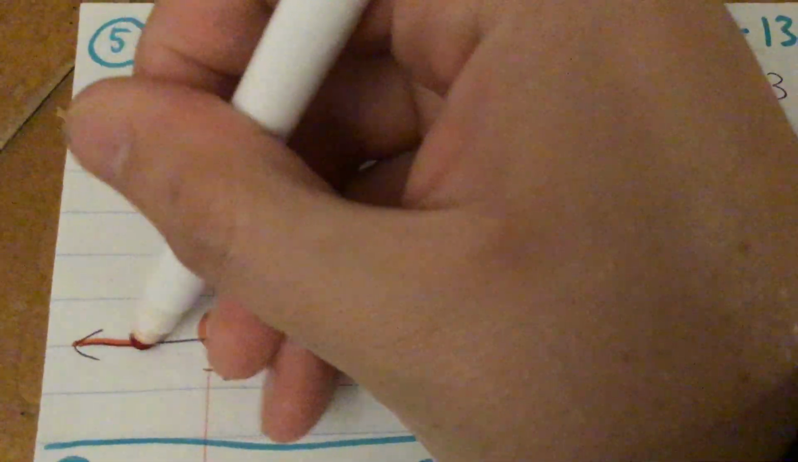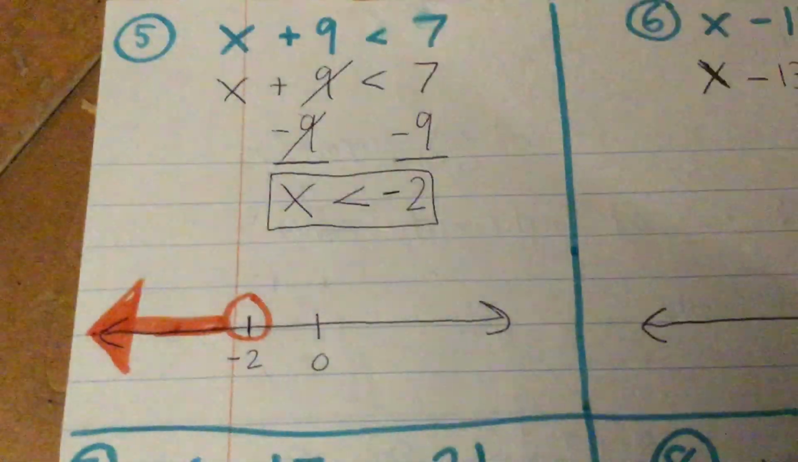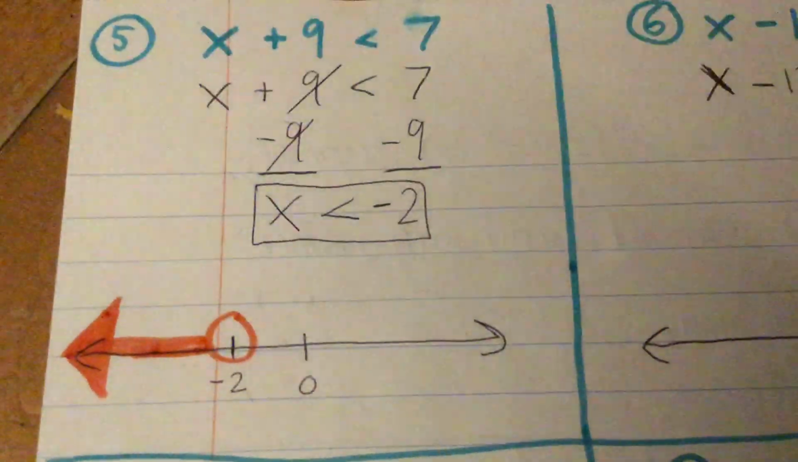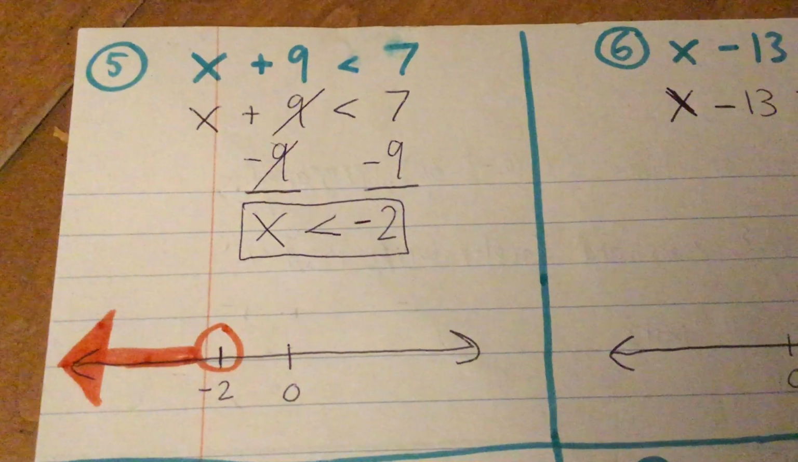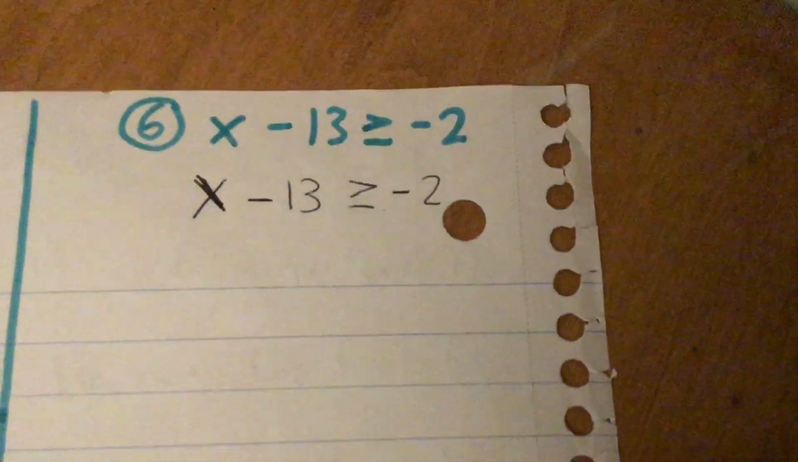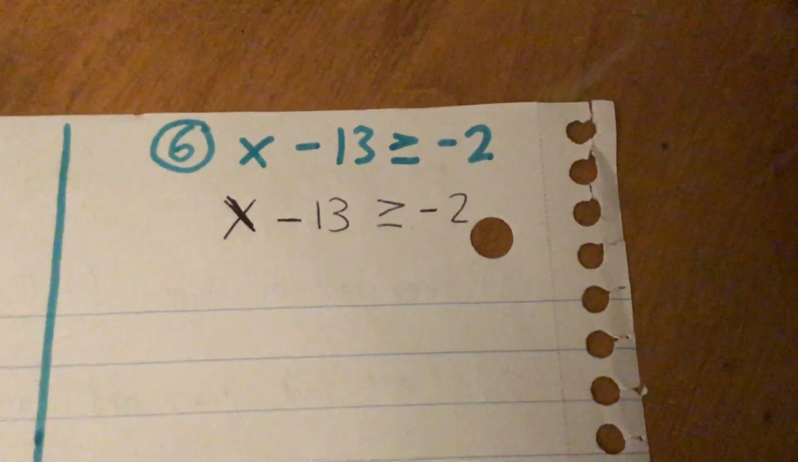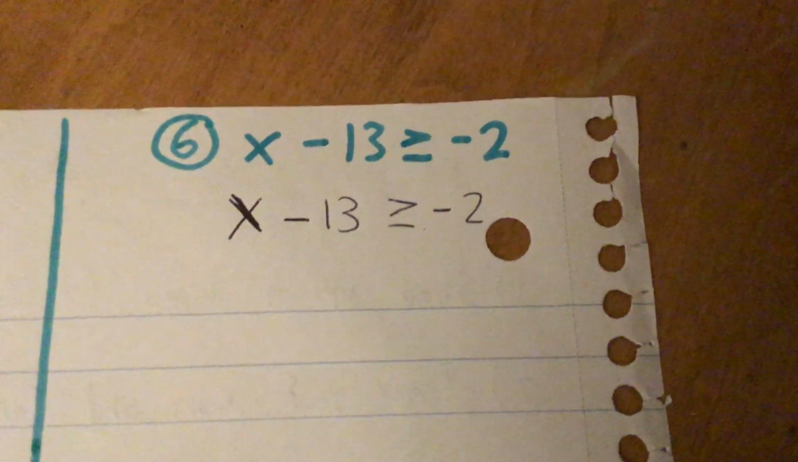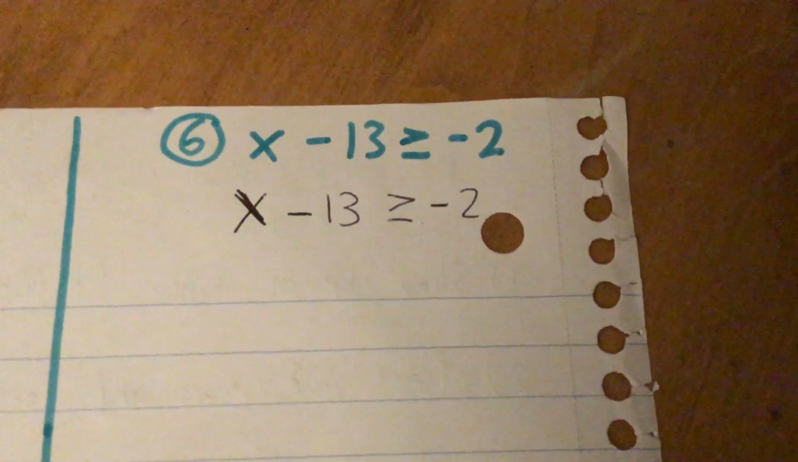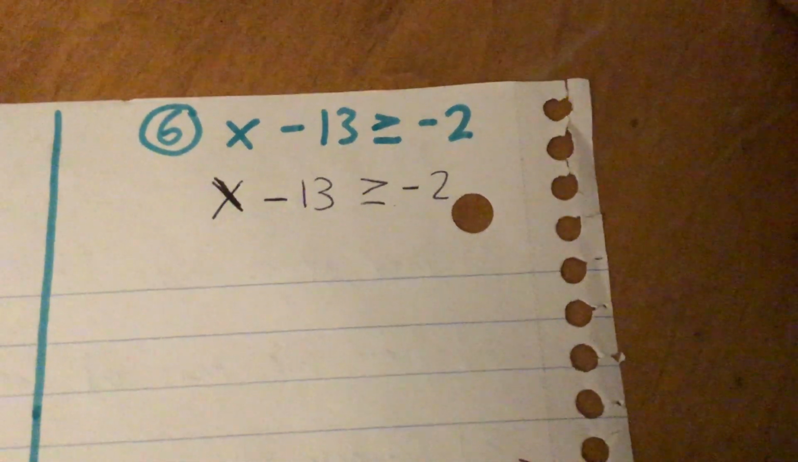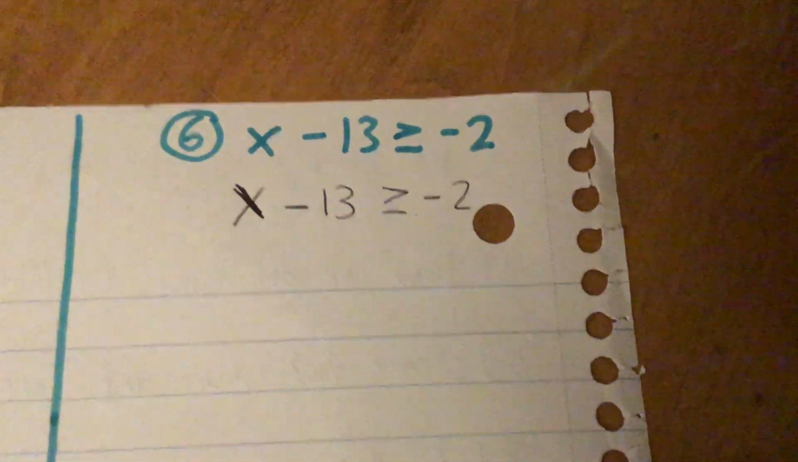To the left. So I shade to the end of the number line, and I'm going to put a big fat arrow to say it's going to negative infinity and beyond. Okay? Number 6. X minus 13 is greater than or equal to negative 2. If this was an equal sign problem, if this was an equation instead of an inequality, x minus 13 equals negative 2, I would get x isolated by adding 13 to both sides.